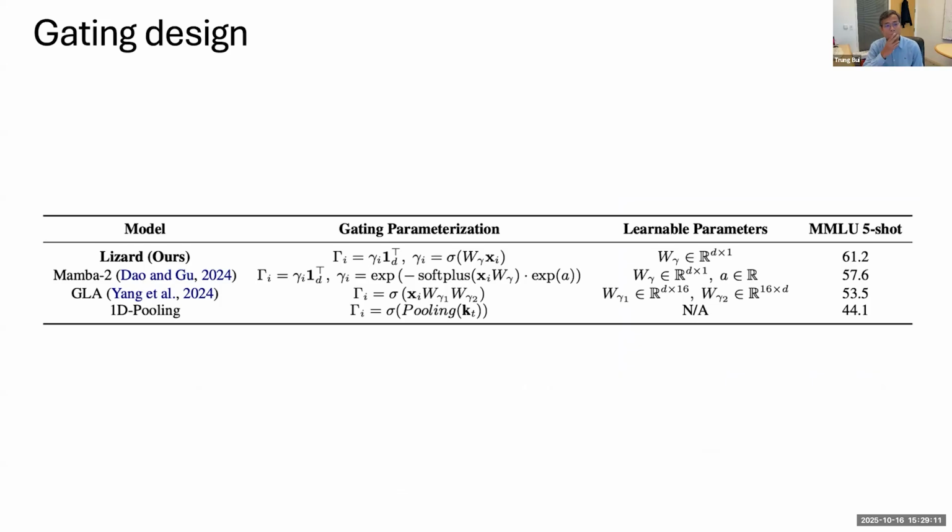Here, to go into more detail about the different gating designs used: we compare with the gating designs in Mamba 2, gated linear attention, and 1D pooling. This comparison also shows that our gating parameterization design results in better performance on the MMLU 5-shot benchmark.